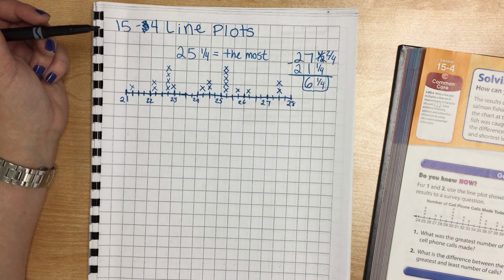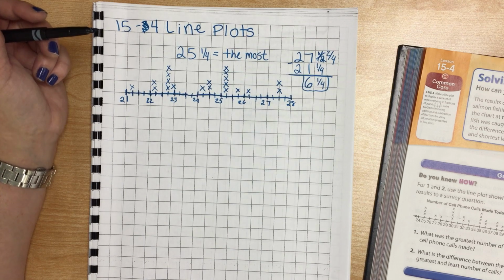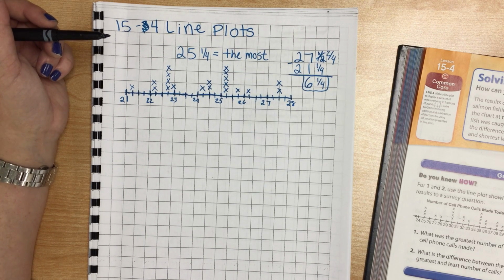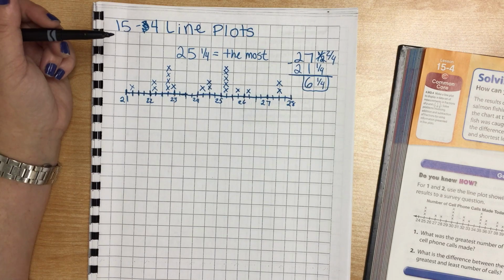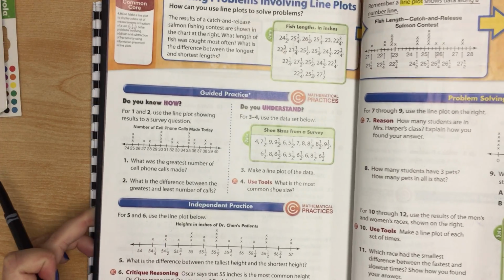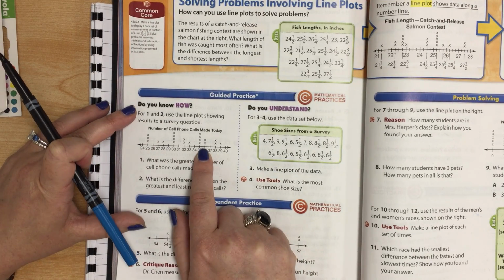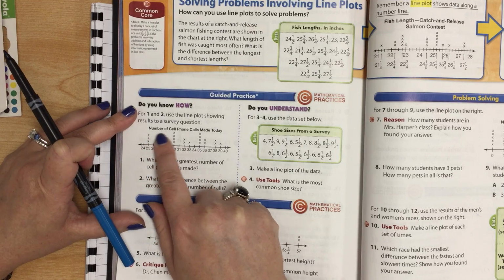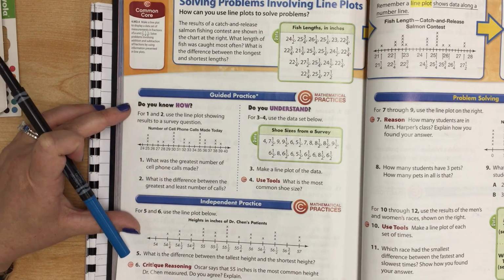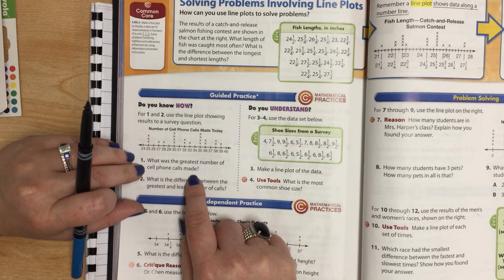Wait, if it gives you a plot already, do you have to draw another one? Nope. If you already have a plot there for you, you have been saved some time. Okay. So, with that being said, if we now look in our book right here, it's showing a plot for you already. And it's called Number of Cell Phone Calls Made Today. And the first question is, what was the greatest number of cell phone calls made?